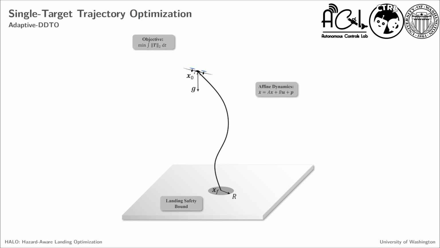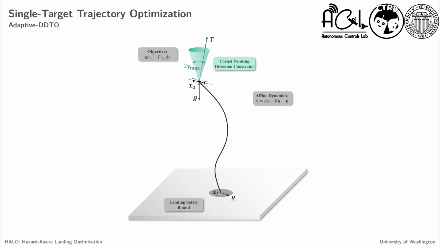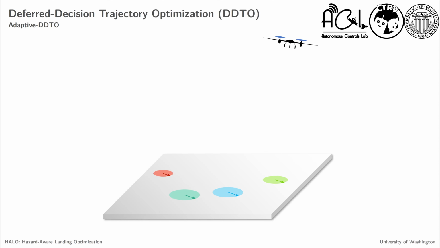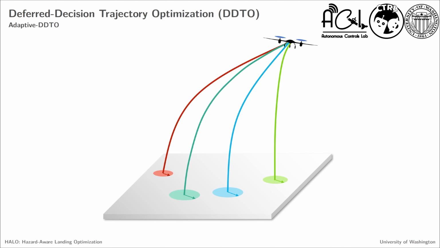The vehicle is subjected to gravity and affine dynamics with a minimum cumulative thrust objective. There are constraints applied to the thrust pointing direction, thrust magnitude, and velocity magnitude, both vertically and laterally. We can then use a technique known as deferred decision trajectory optimization, or DDTO, to augment this problem to consider multiple targets. A naive approach would be to solve to each target individually.